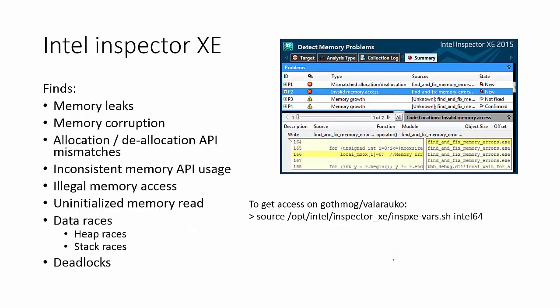So this is the Intel Inspector tool. It can not only find data races, it can find memory leaks, memory corruptions, allocation, deallocation, API mismatches, and so on. It's a very useful tool to find lots of memory problems. This is how you use it on the computers that we use in the course here.